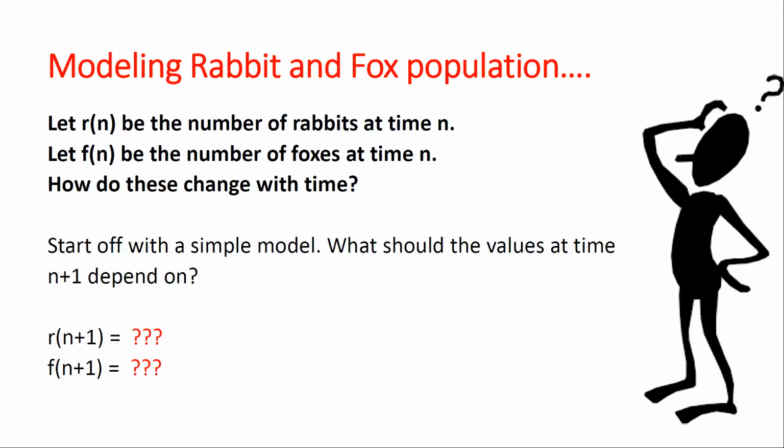So let's let Rn be the number of rabbits at time n, Fn be the number of foxes at time n. We want to figure out how do these change as a function of time. Hopefully it's obvious, but just to make sure, why are we calling these Rn and Fn? Rabbit and foxes. You want to be able to quickly look down and see what is going on.